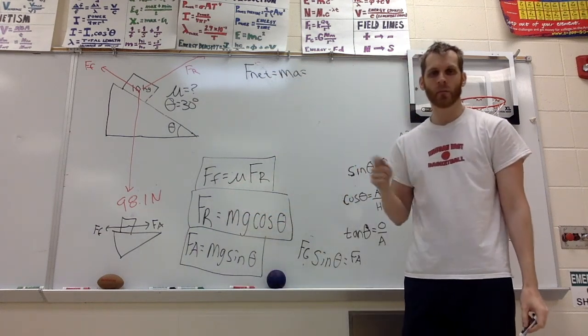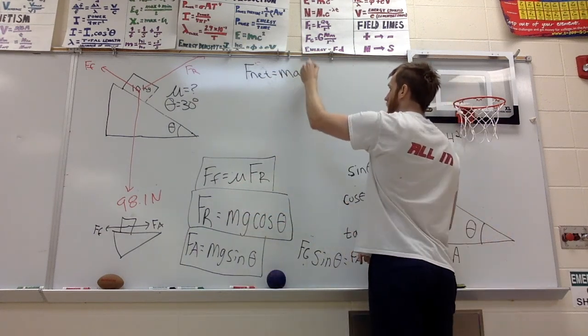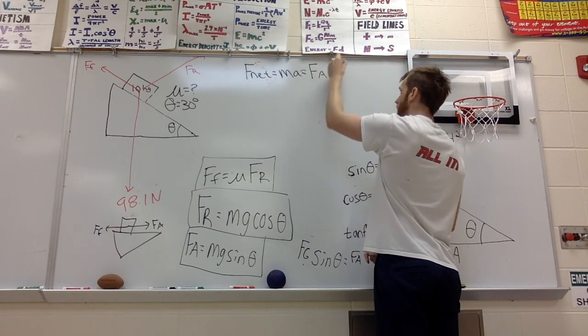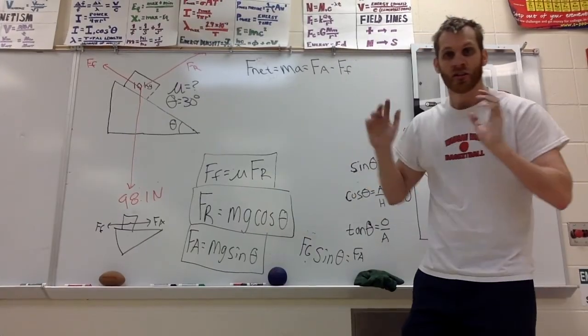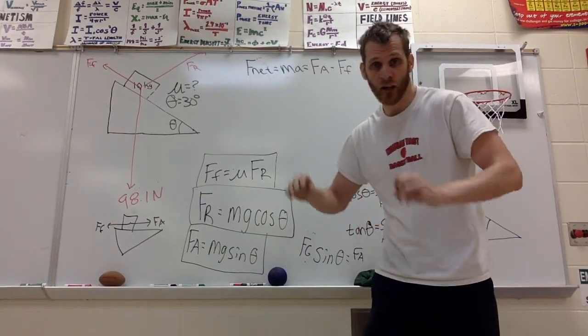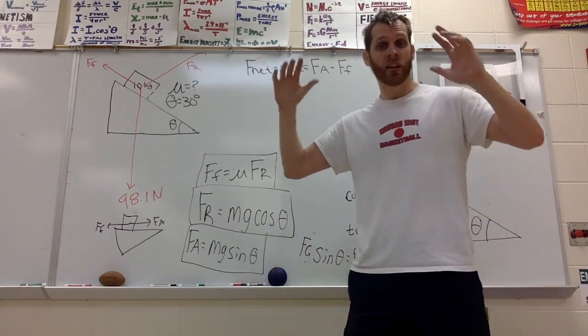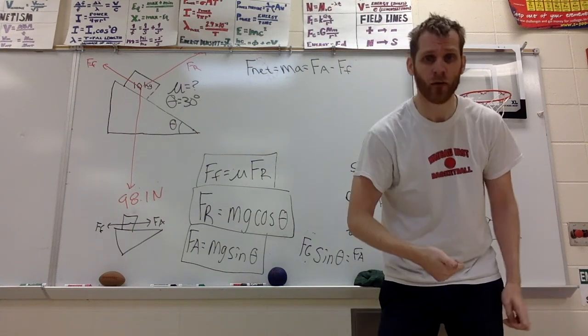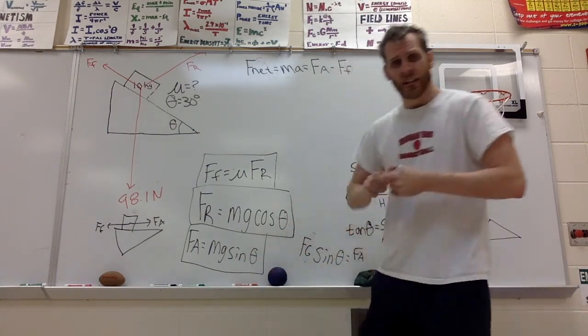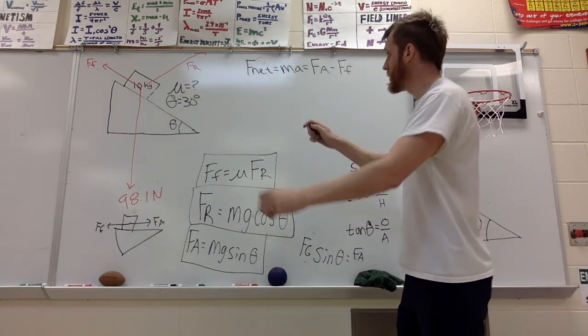Applied force is going down the ramp, friction is going against the ramp, so it'll be FA minus force of friction. So, to wrap things up, we're going to come up with an equation putting everything together on objects that can slide down ramps. How do we solve those? So, substituting things in, here's what we have.